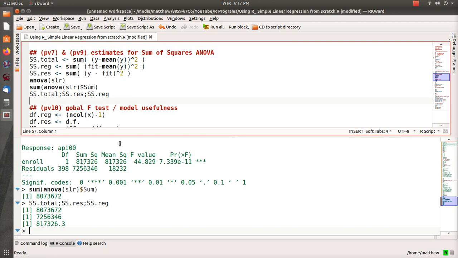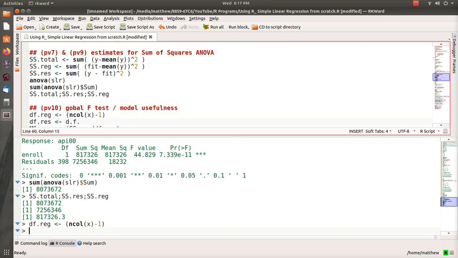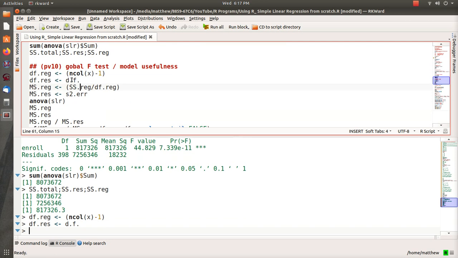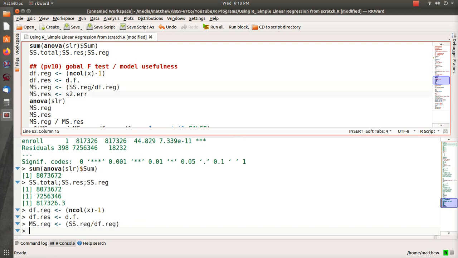Now let's look at the global F test, which is PV10. The degrees of freedom for regression is the number of regressors. The number of columns, we get beta 0 and beta 1, so it's 2, but we only have one regressor, so I subtract one from it. Residuals, that's n minus k plus 1. The MS regression is the sum of squares regression divided by the degrees of freedom regression. The mean square residual is just the estimate for the residual variance.